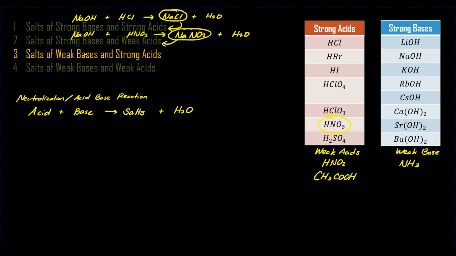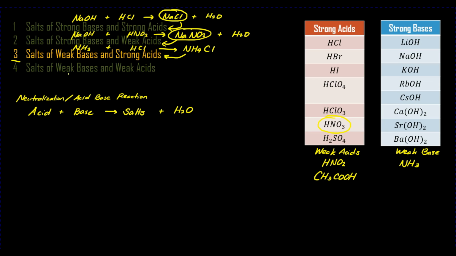For number 3, which is what we're going to focus on in this video, because we're going to do computation for number 3, let us use the example salt of weak base and strong acid. The weak base that we will be using here is ammonia, and the strong acid will be HCl. The product for this acid-base reaction is ammonium chloride. Ammonium chloride is classified as a salt of weak base and strong acid. And in this acid-base reaction, water is not formed.